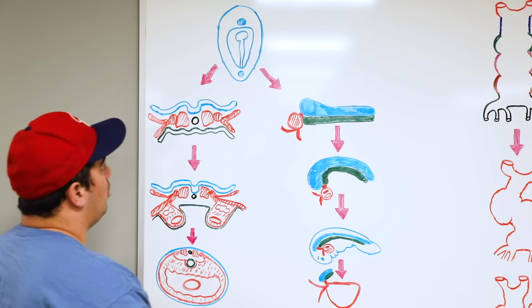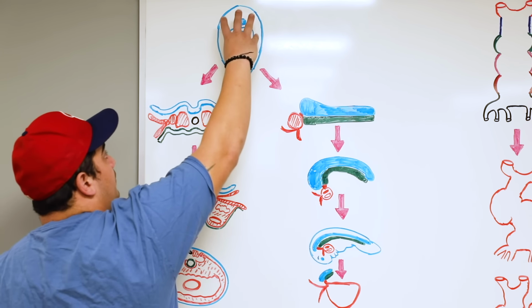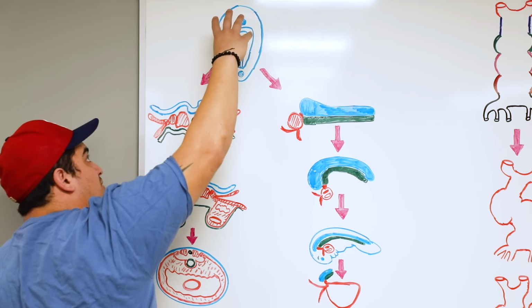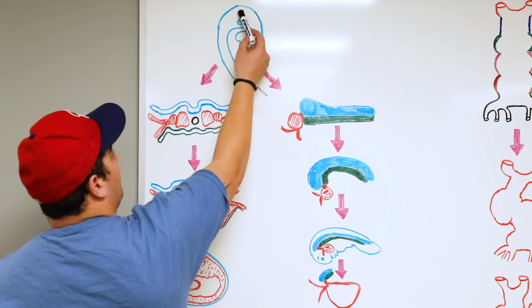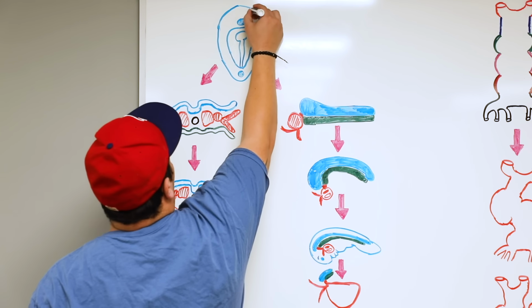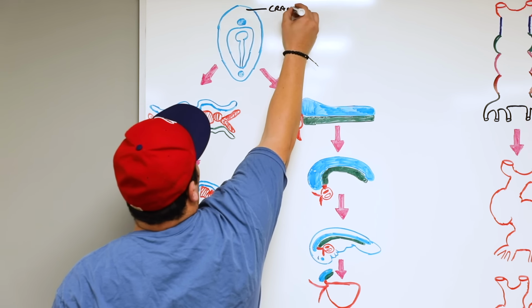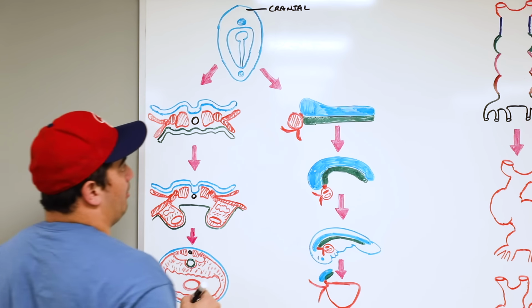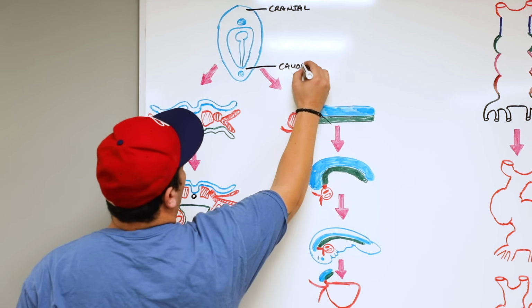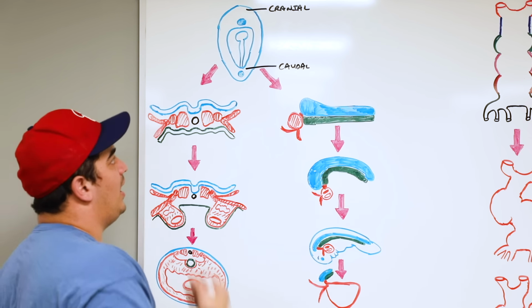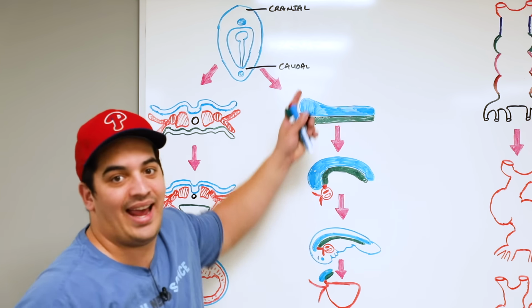The first thing I want you to look at here is the top of the embryo. When you're looking at the top or the superior view of the embryo, the first thing I want you to remember is you have two portions of this embryo. This portion here, very simply, is the cranial aspect of this developing embryo, and this portion down here is the caudal aspect of the embryo. Another way of saying this is the head and this is the tail of the embryo.